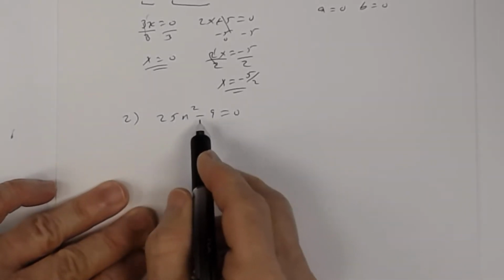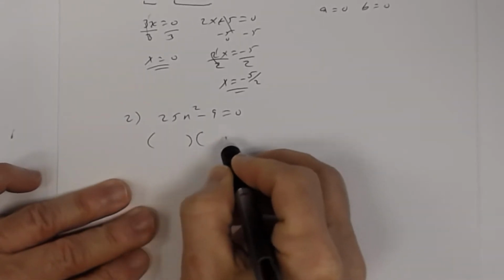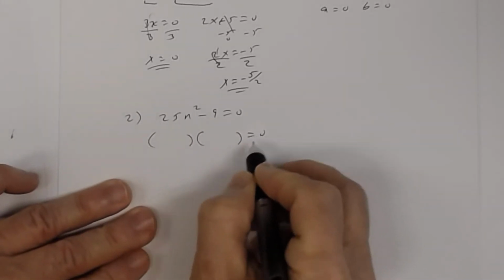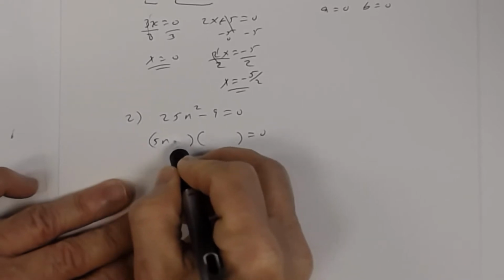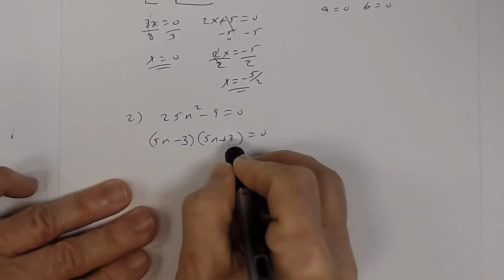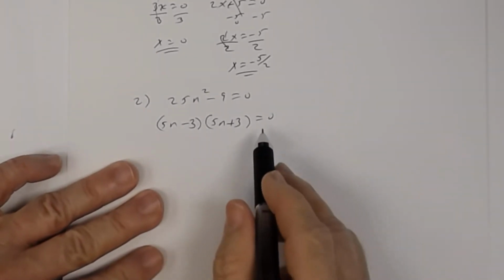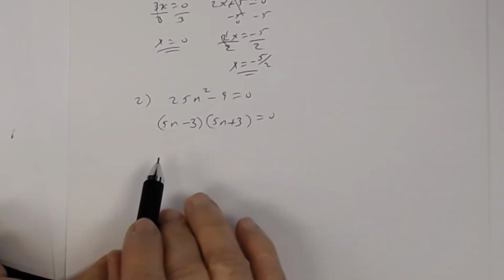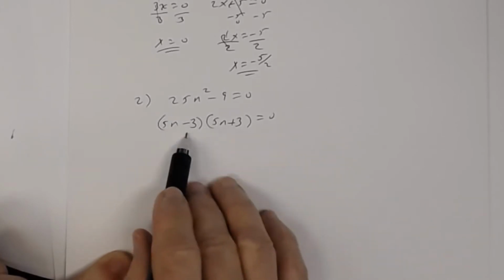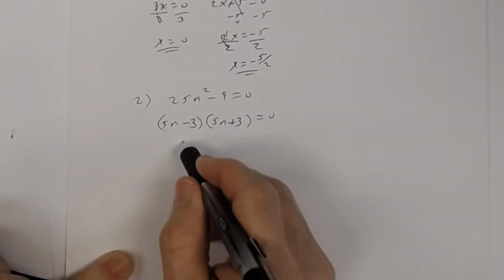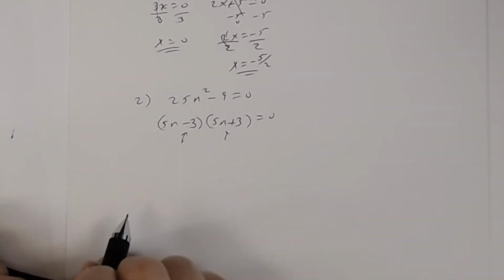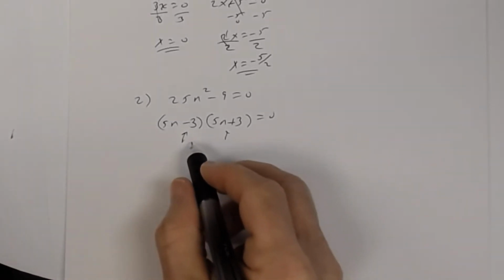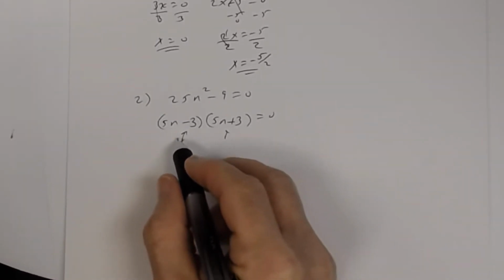But it is the difference of two squares, so I'm going to factor it as, don't forget you must say equals 0, 5n minus 3 times 5n plus 3 equals 0. You have to have that equal 0 because this is an equation. Your statement must be mathematically correct. Now we can use the zero factor property because I have two factors whose product is 0. One of those must be 0.